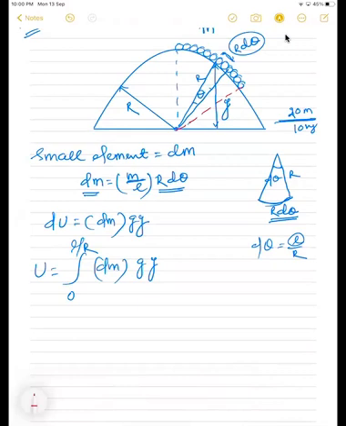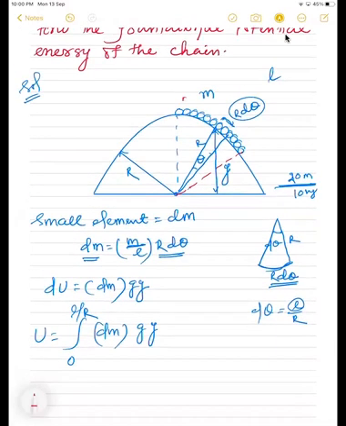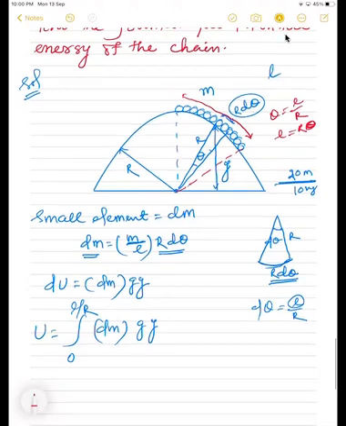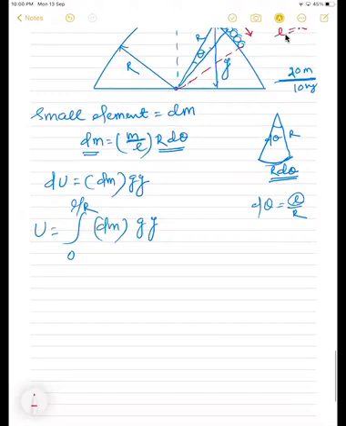So this total length is how much? Theta is equal to L by R, na students? So L is equal to R theta, correct? Yes or no? Getting or not, students? So theta will vary, from where to where will theta vary? It will vary from 0 to L by R, g y. Correct? So 0 to L by R, dm into g y. The length varies like this.